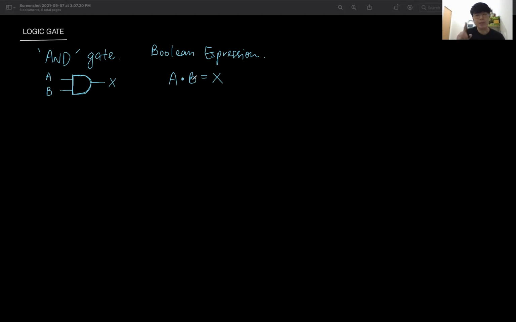The Boolean expression is very important. You need to remember that one, this one. And what else to remember? Of course, the diagram of it. And also the most important thing is the truth table.